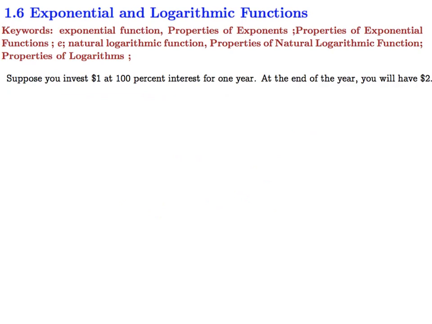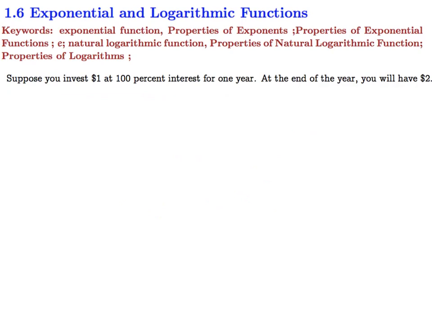So suppose you decide that you have $1 and you're going to invest that dollar at 100% interest for 1 year, and at the end of that year you're going to have $2. 100% interest means at the end of the year you're going to get back exactly what you started with, so you're going to have $2. Great job on your investment. Now, most people won't actually take this investment, but we're in a math class so we can do silly things like this.